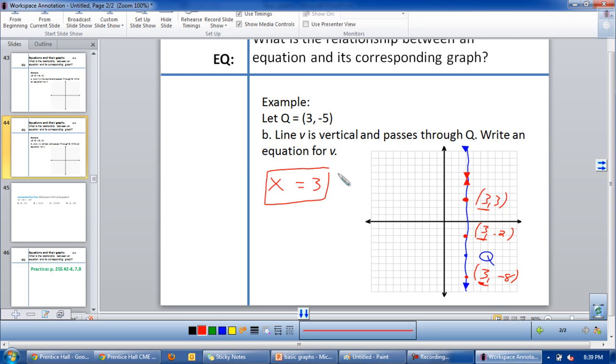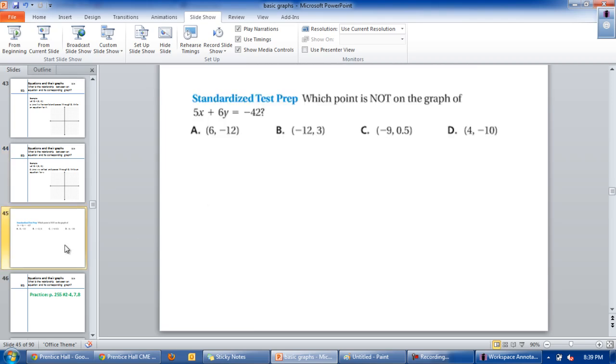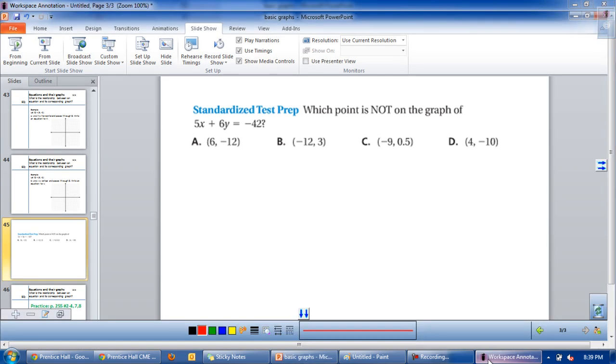Alright? We're going to do one more example that deals with using equations as a point tester. And this is a really good question. It says, which point is not on the graph of 5x plus 6y equals negative 42? So as you remember, what we need to do? Okay. Well, see if you can do this on your own. And when you're ready to check the answer, you can continue the video.